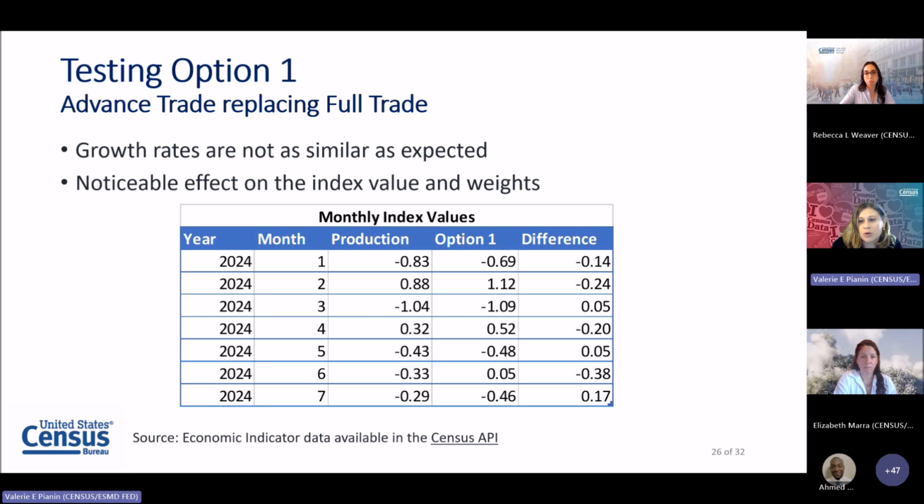and weights. We want to predict the final index number earlier in the month while maintaining the original setup of the index. So we don't want to significantly alter the index numbers. The table here compares the year's monthly index values for our current production method and option 1. And we can see the difference in index values ranges from 0.05 to 0.38 with an average difference of 0.1.